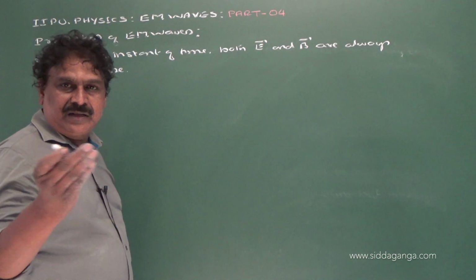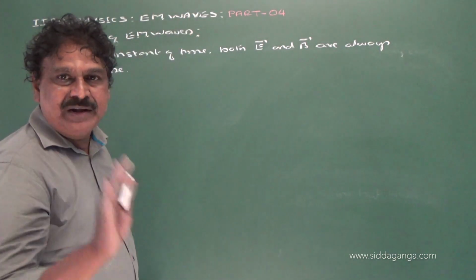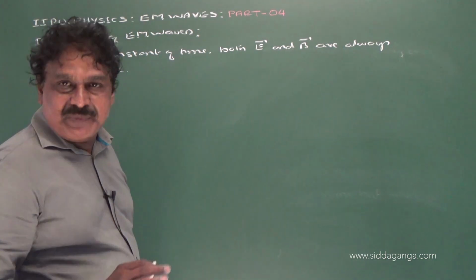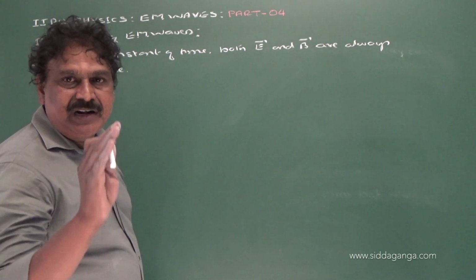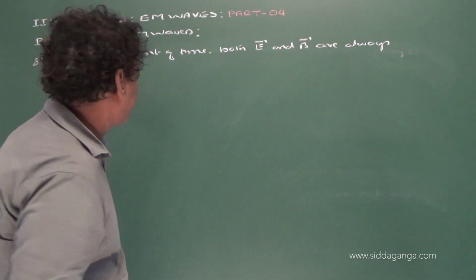That means not the same numerical value. They will reach the maximum value and minimum value simultaneously. And the phase difference between electric field vibration and magnetic field vibration is 0.